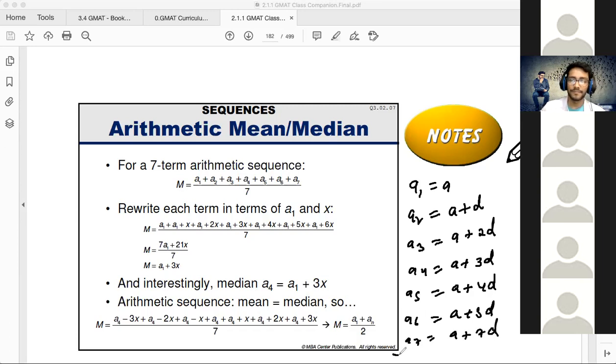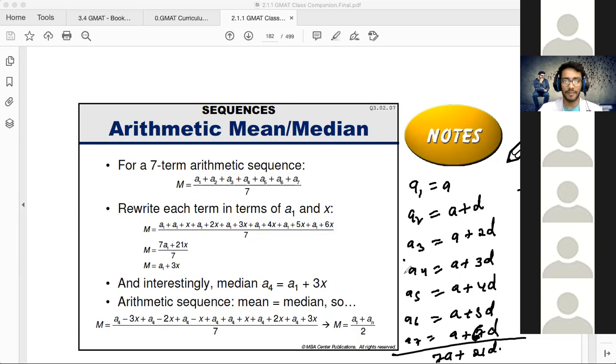Add all. So what will you get? 7A plus, how many times D? 1 plus 2 is 3, plus 3 is 6, plus 4 is 10, plus 5 is 15, plus 6 is 21. So 21D. So (7A plus 21D) divided by 7. 7 is common, so you will get A plus 3D. The arithmetic mean will be A plus 3D. A plus 3D means the fourth term.